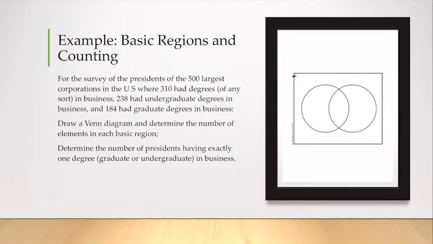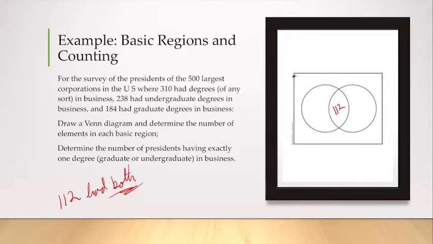So for the survey of the presidents of the 500 largest companies, right, we saw that 310 had degrees in any sort of business, 238 had undergraduate degrees in business, and 184 had graduate degrees in business. Remember, 112 had both. We found this a few slides ago. So 112 would be in the intersection.